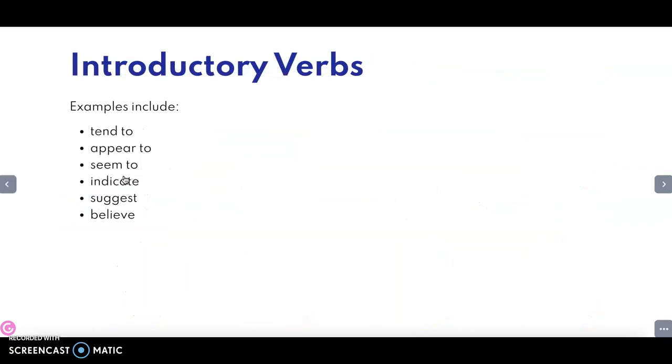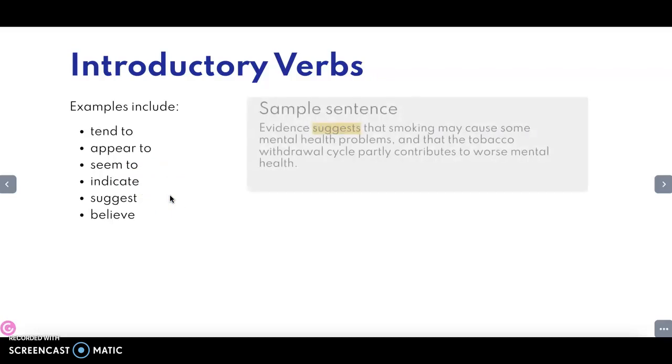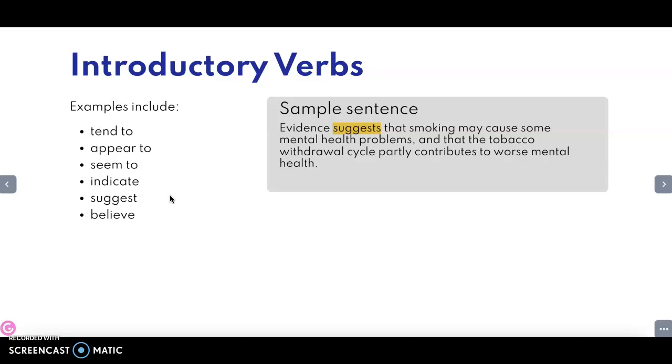Now these include verbs such as tend to, appear to, seem to, indicate, suggest, and believe. In the sample sentence here, we can see evidence suggests that smoking may cause some mental health problems and that the tobacco withdrawal cycle partly contributes to worse mental health.